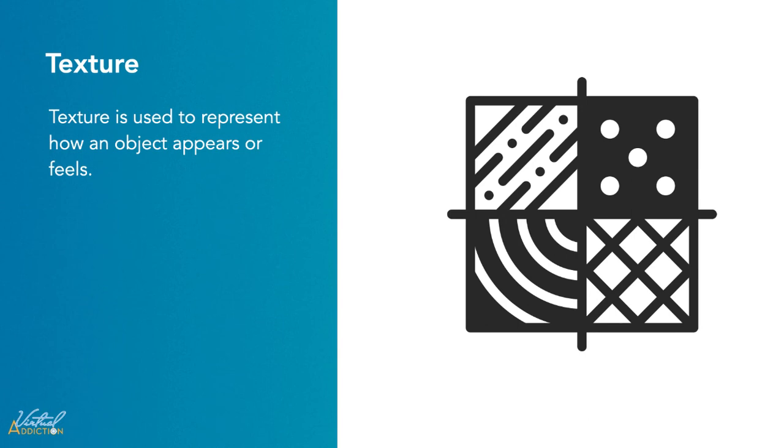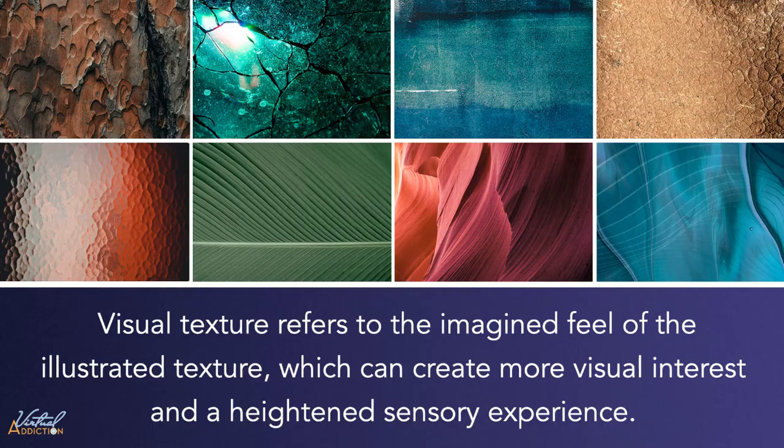Texture is one of the elements of design that is used to represent how an object appears or feels. Texture is the way a surface feels, or the way it's perceived to feel. It has the power to attract or detract the viewer's eyes and can be applied to lines, shapes, and forms.